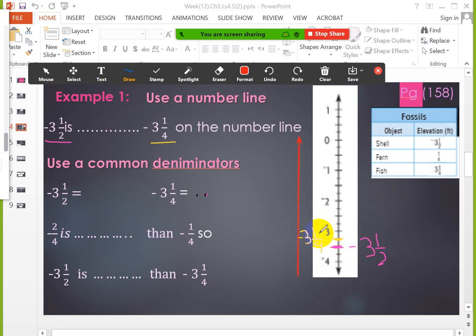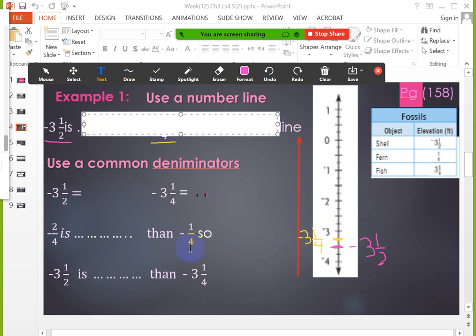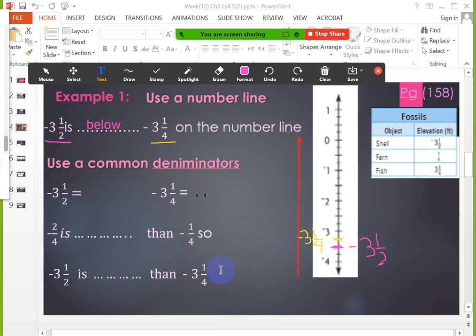Negative 3 and 1 over 4 is greater, because when we move up, the number becomes greater. Look, negative 3 and 1 over 2 will be below negative 3 and 1 over 4. This number is below this number. That means this number is smaller than this number on the number line. So because negative 3 and 1 over 2 is below negative 3 and 1 over 4 on the number line, this number is the smaller number, and this number is the greater number.